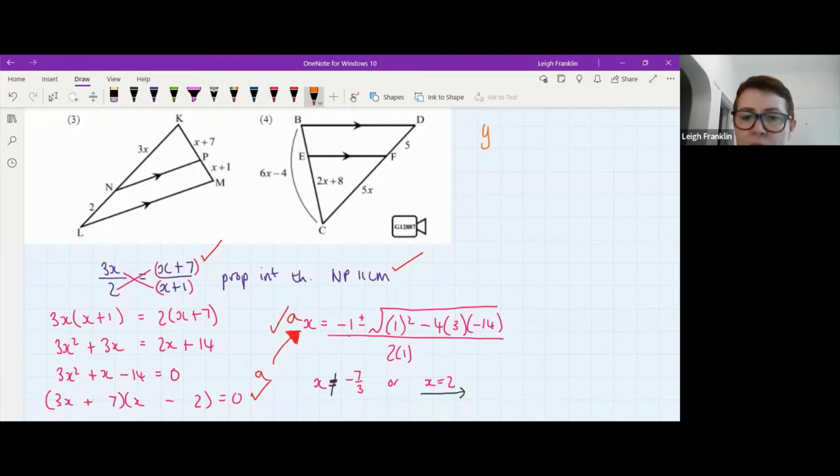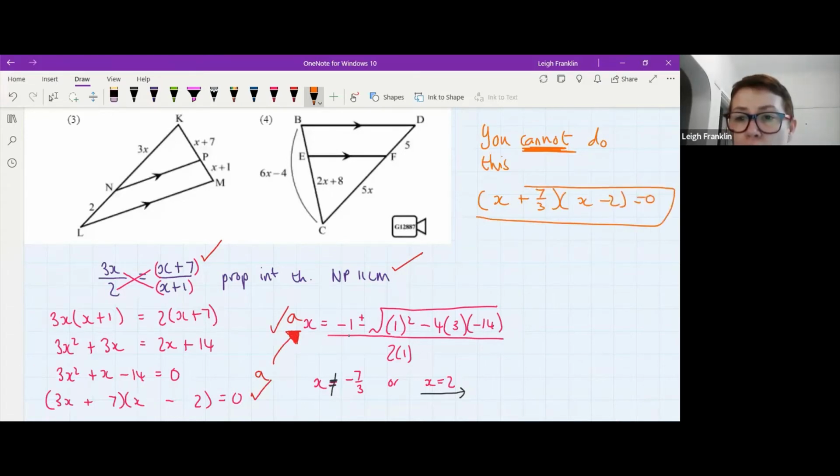Right. So something you cannot do, and I'm stressing this, cannot. If you do this, they will not give you that mark. So you cannot do that. That's what the calculator will give you, but you cannot do that. All right. Anyway, let's get it off the screen.